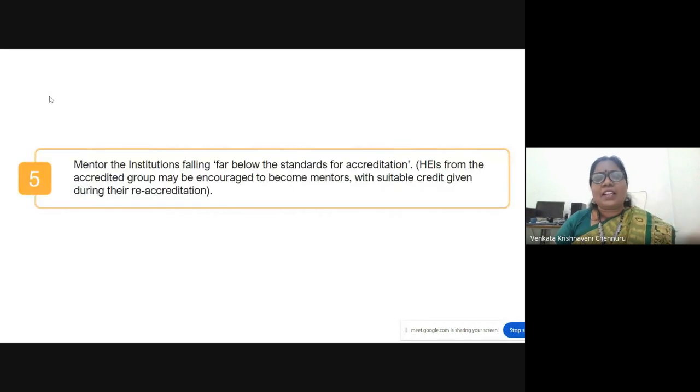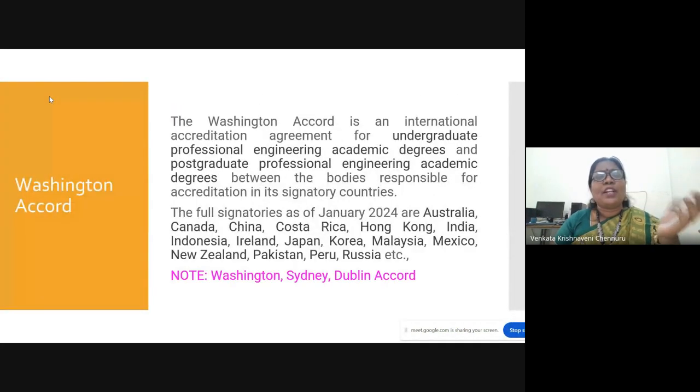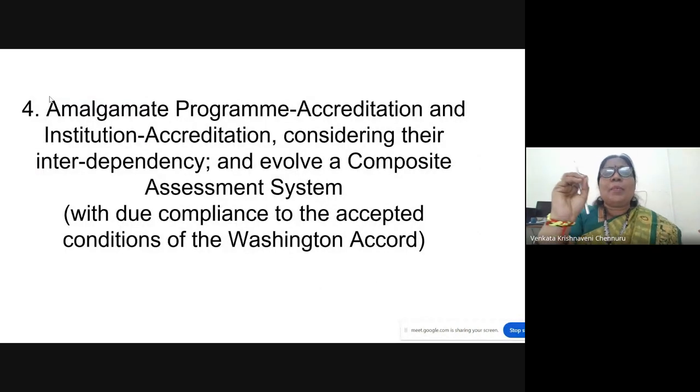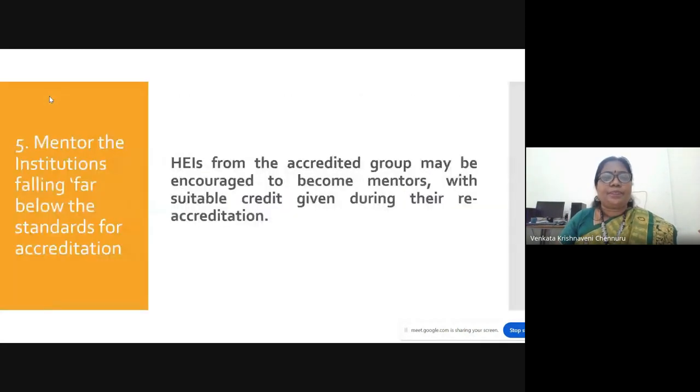Of course, this is technical and is the graphical representation of what we have discussed in the fourth point. The major thing we have to understand here is the amalgamation of program accreditation and institution accreditation, considering their interdependency and evolving towards a composite assessment system based on the Washington Accord. That was about the fourth point.